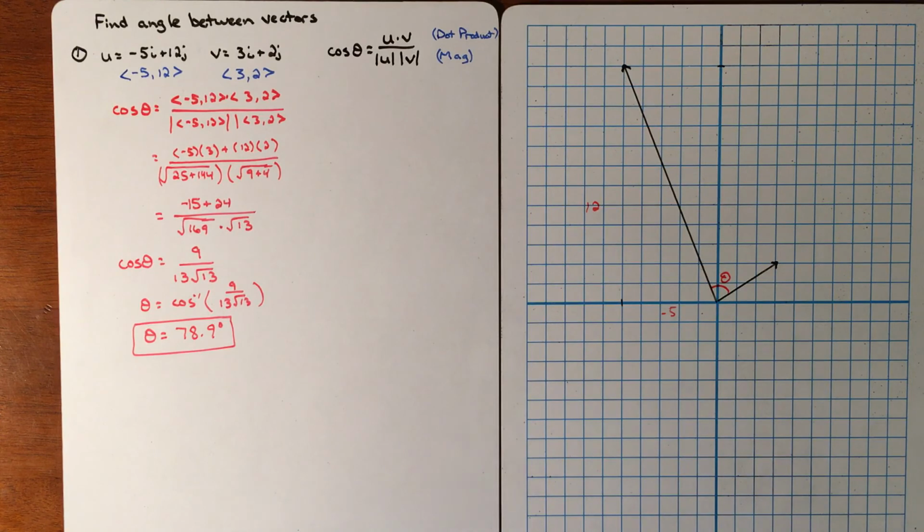All right, so that was the first example. We're going to do one more, and it's going to refer to something called orthogonal on the next one.